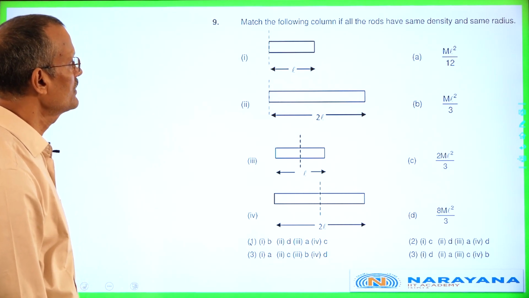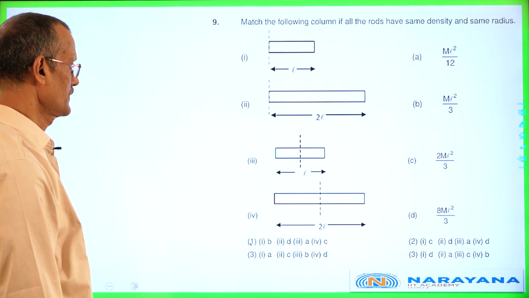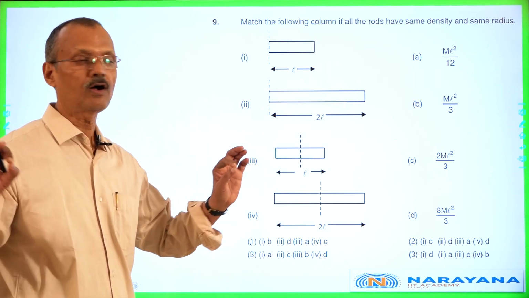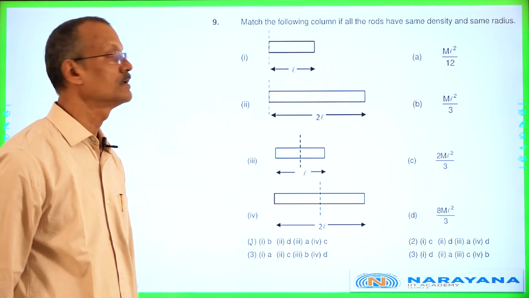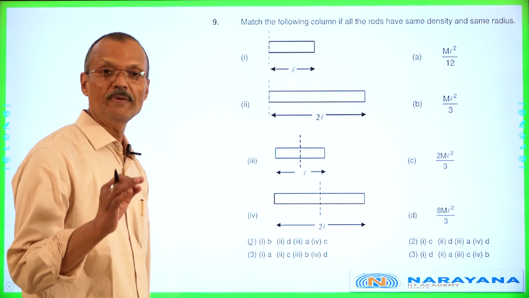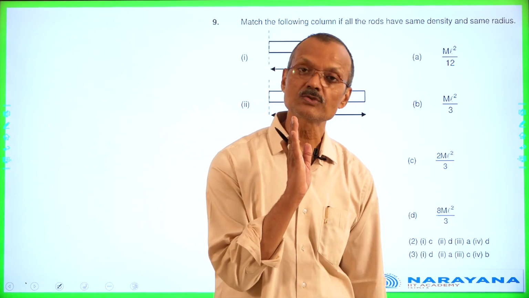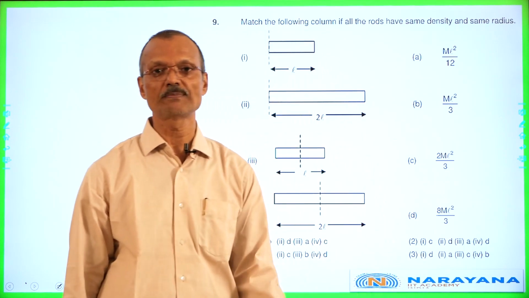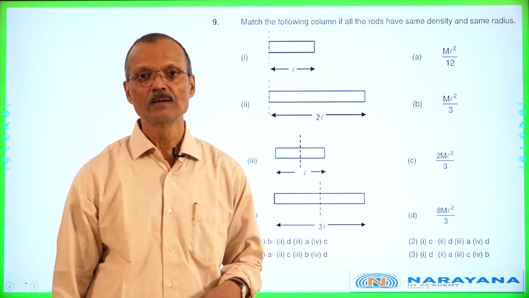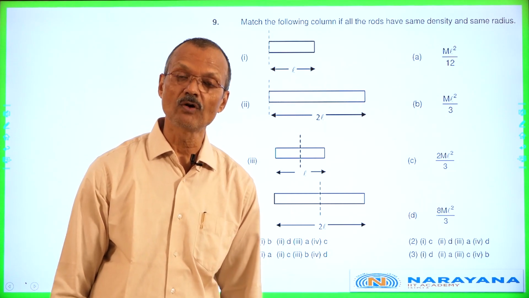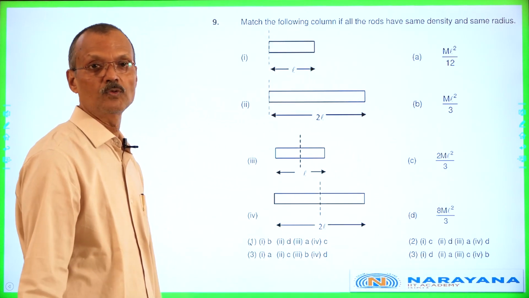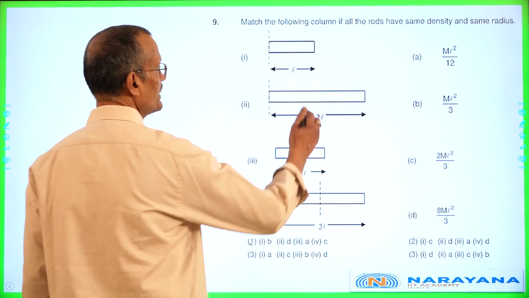Match the following if all the rods have the same density, same radius. First one is directly ml square by 3. For any rod, actually they are showing it as rectangular, but it is basically a rod. For the rod, the moment of inertia about an axis passing through the midpoint and perpendicular to its length is ml square by 12. Use the parallel axis theorem about the edge: ml square by 12 plus m into l by 2 whole square, ml square by 4. ml square by 12 plus ml square by 4, how much? ml square by 3. The standard formula you can easily remember. So for this it should be ml square by 3.